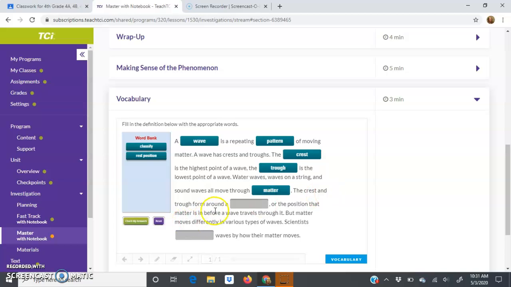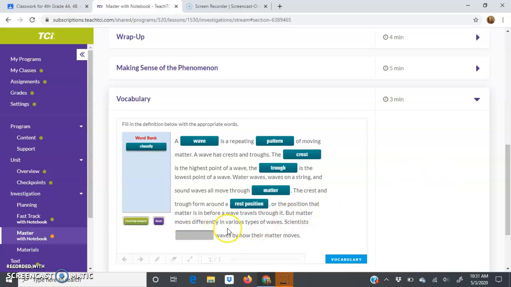The crest and trough form around a blank, or the position that matter is in before a wave travels through it. If you remember, all of those models showed the crest, the trough, and in the center, or they were around the rest position. And another clue that I know is the rest position is that it says the position that matter is in before a wave travels through it. Well, before, it's at its rest position. Water is flat before it has a wave move through it.